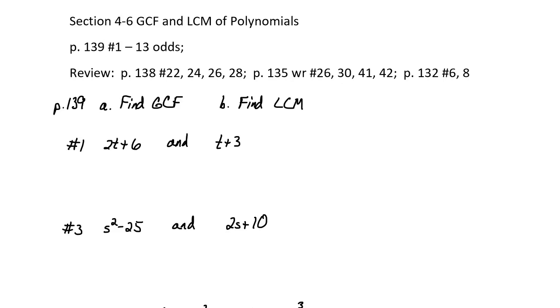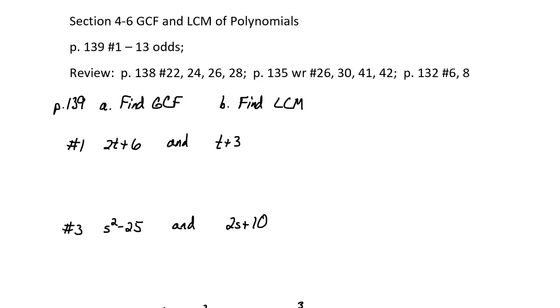Here are the answers for the section 4-6 homework. We're going to find greatest common factor and least common multiple of polynomials. This skill is related to what we did in section 4-3. We found GCF and LCM of monomials.